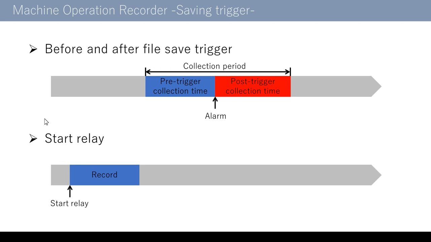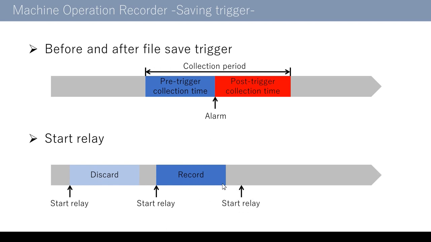In this case, use a trigger called start relay. Set the signal indicating a start of the system cycle. When the cycle starts, the start relay turns on. Record the cycle data. When the next start relay turns on, you can judge that the previous cycle finished normally. Delete the previous data and record the data of next cycle.